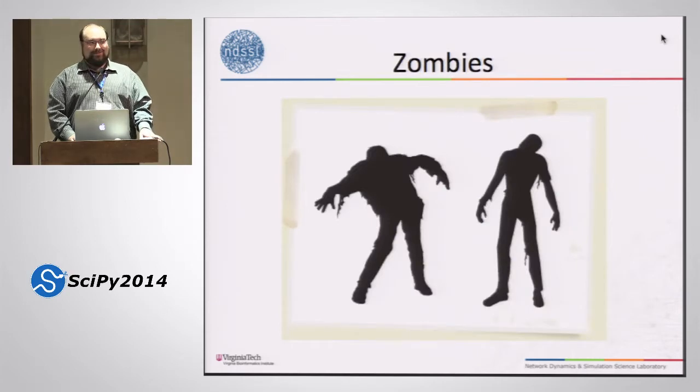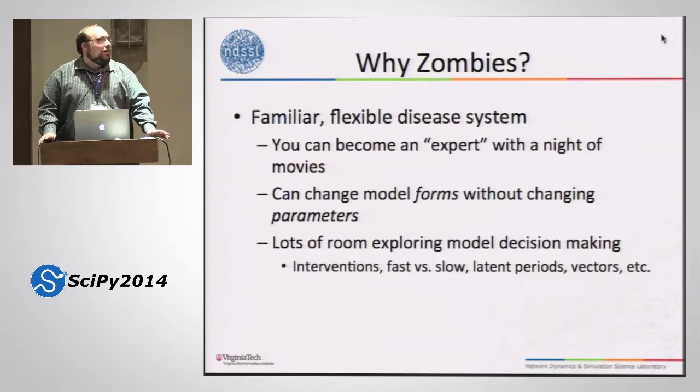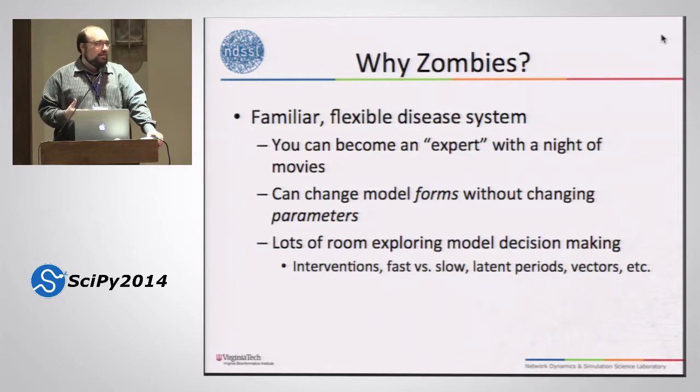The solution to this is zombies. I'll go into why. So why zombies? Zombies are a flexible, familiar disease system. You can become an expert in a night of movies and about $10 from Redbox. You can change model forms without changing the parameters. So essentially you can start messing with how you define this fictional epidemic and say, okay, if we keep all our parameters constant, but we add a latent class, so there's a little bit of time between when you get bitten and when you turn into a zombie, or we start having people quarantined or vaccinated, you can ask all these hypothetical questions without also changing the underlying disease system.